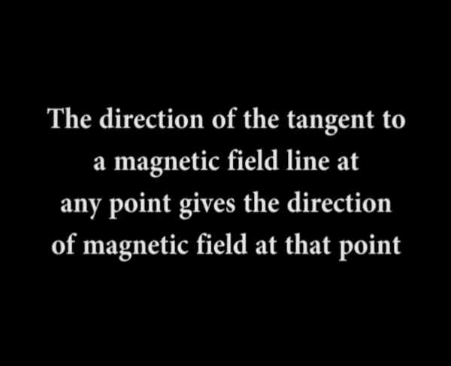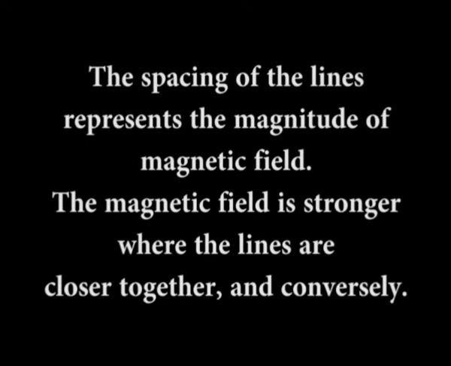Magnetic field lines. We can represent magnetic fields with field lines as we did for electric fields. Similar rules apply. The direction of the tangent to a magnetic field line at any point gives the direction of the magnetic field at that point, and the spacing of the lines represents the magnitude of the magnetic field. The magnetic field is stronger where the lines are closer together, and conversely.